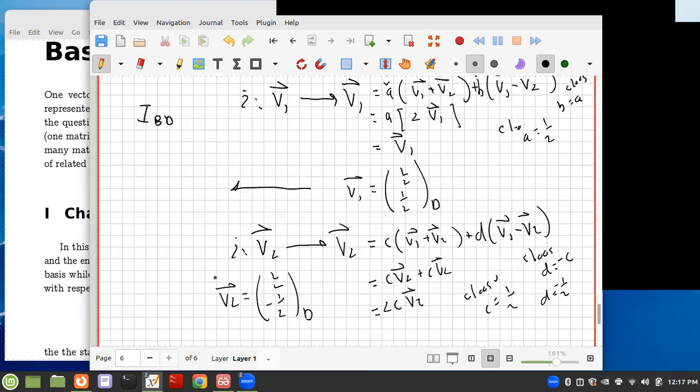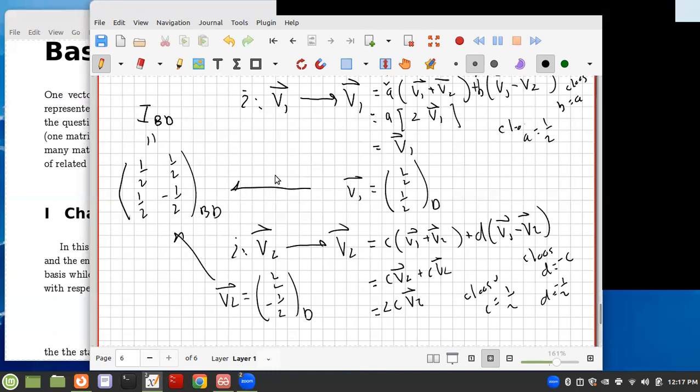So if I then see what the matrix here is, it's going to be 1/2, 1/2, 1/2, minus 1/2, from B to D. So this is the representation of the identity matrix that takes you from vectors in basis B to the same vector in basis D.